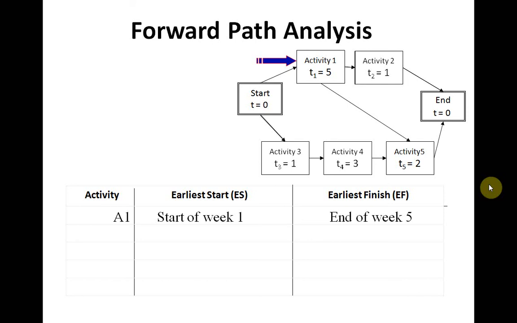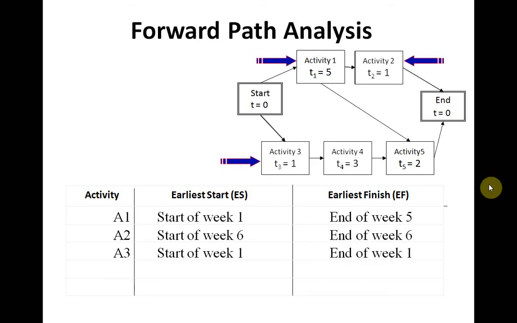And the earliest start date is start of week 1, and the earliest finish date is end of week 5. Then we go to activity 2. We can see that the earliest start date of activity 2 is the start of week 6, and the earliest finish date of activity 2 is the end of week 6. Then we go to activity 3. The earliest start date is the start of week 1, and the earliest finish date is the end of week 1. Then we go to activity 4.